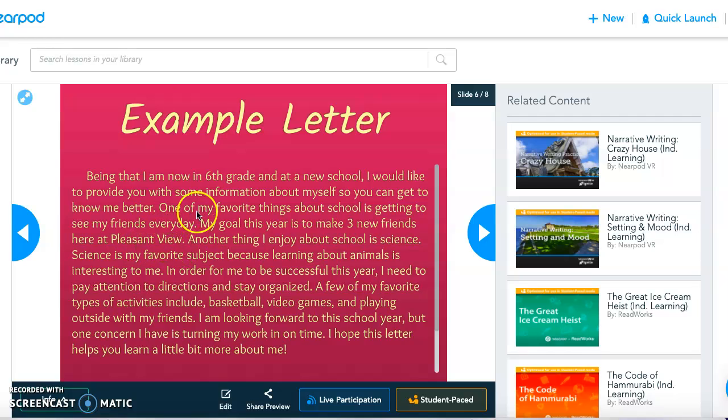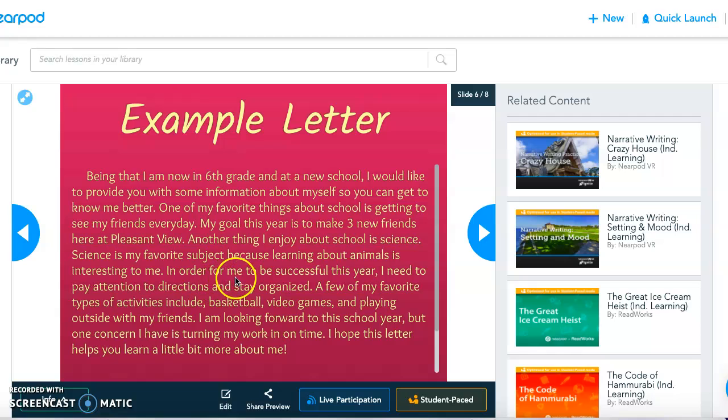I just added on to this sentence above. You do not have to do that, but if you want to give a little more explanation for each sentence, you are more than welcome to do so. All right? Another thing I enjoy about school is science. Now I go into my activities. All right? Science is my favorite subject because learning about animals is interesting to me.